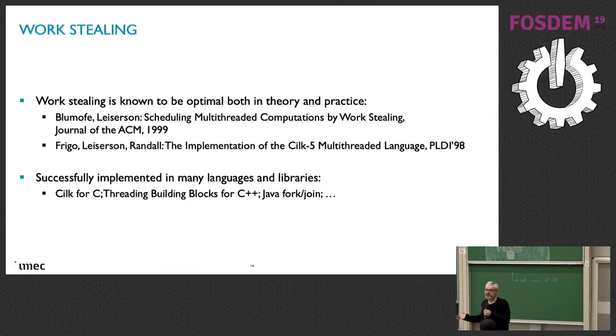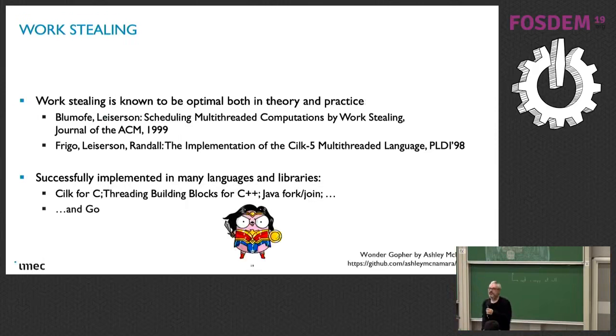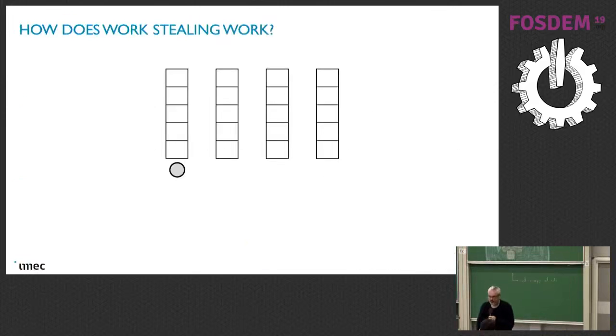It has been implemented as Threading Building Blocks for C++. It has been implemented as the Java fork/join library, which comes with the Java default library. And it has been implemented in Go. The scheduler for goroutines in the standard implementation of Go is actually a work stealing scheduler. And this was the main reason why we became so excited about Go, to use it for our parallel programming tasks. So what does it look like?